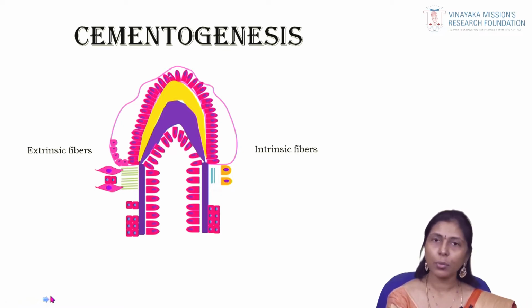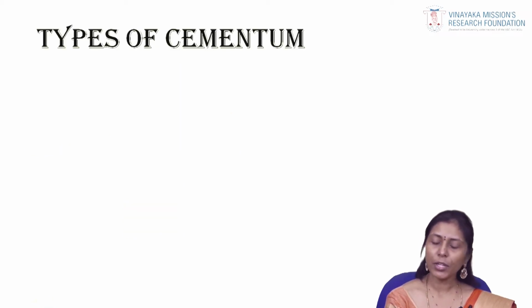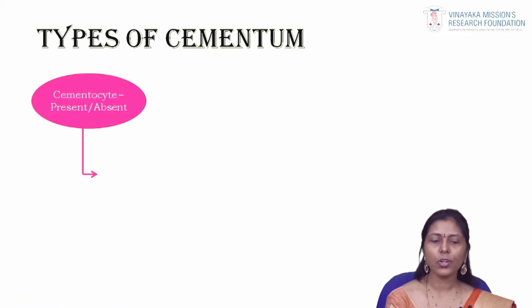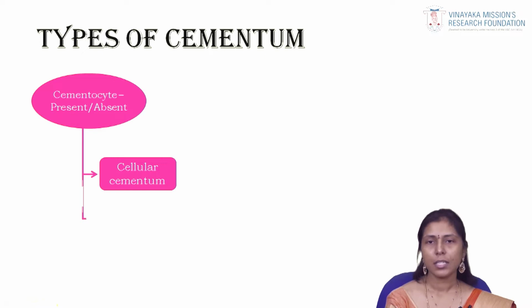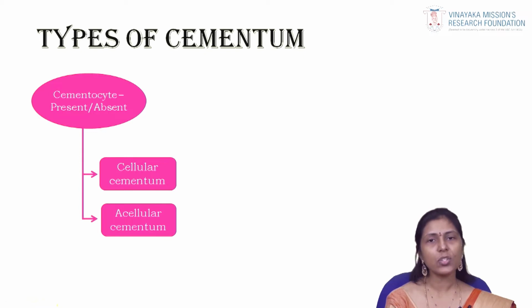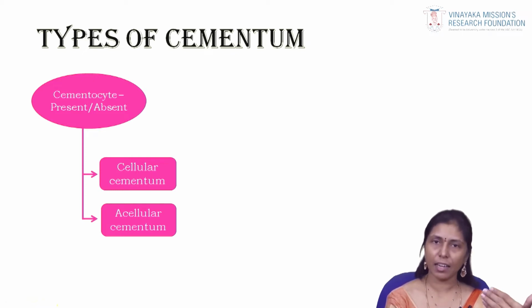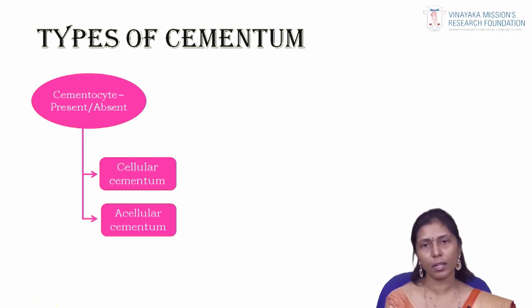We will be talking in detail about the intrinsic and extrinsic fibers in the further slides and the types of cementum. So coming to types of cementum, based on the presence or absence of cementocytes: if cementocytes are present, it is cellular cementum. If cementocytes are absent, you call it acellular cementum. What are cementocytes? Cementoblast cells, while secreting cementum, if they get entrapped within the cementum structure, you call them cementocytes. So if cementocytes are present within the cementum, it is cellular cementum. If cementocytes are absent, it is called acellular cementum.